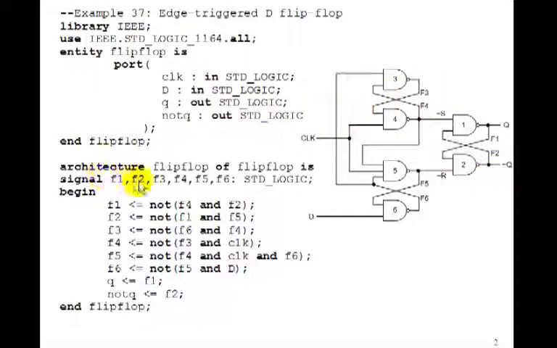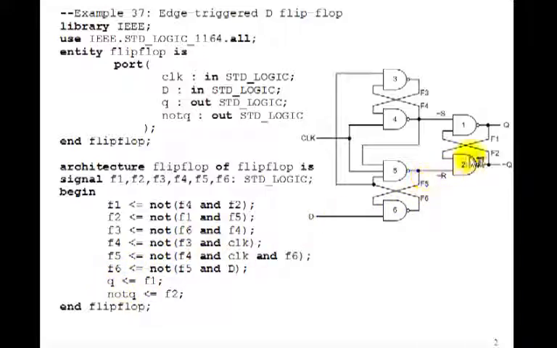We've got the internal signals F1 to F6: F1, F2, F3, F4, F5, and F6. So let's just write the logic equations for these NAND gates. F1 is just not F4 and F2. F2 is just not F1 and F5. F3 is just not F6 and F4. F4 is just not F3 and the clock. F5 is a 3-input NAND gate, not F4 and the clock and F6. And F6 is just not F5 and D.